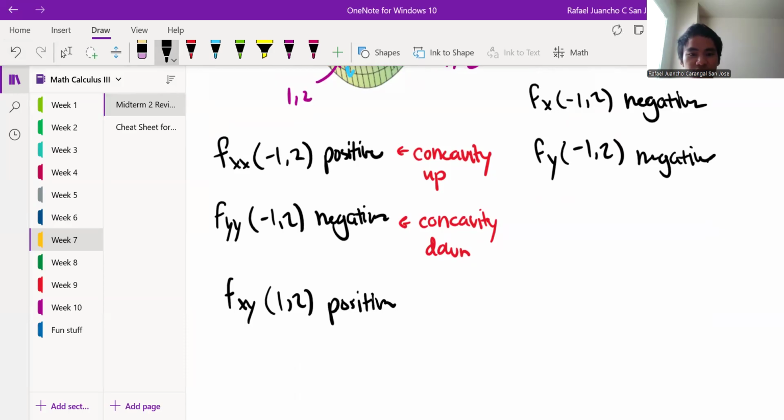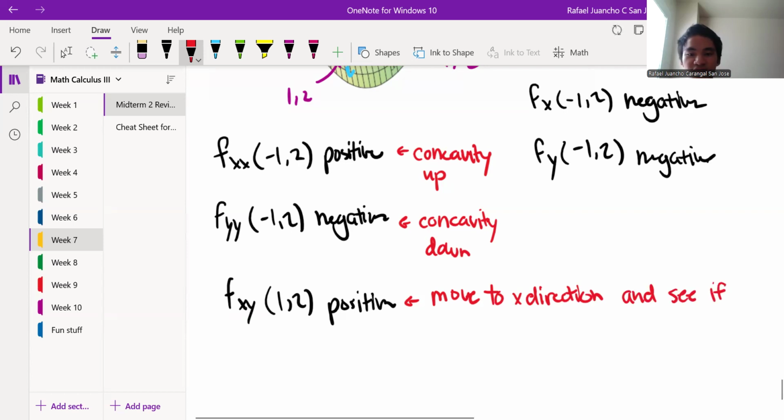So the idea here is to move in the x direction and see if the behavior of that tangent line gets steeper. And the moment it gets steeper, then we know it's negative, depending on the direction it once was.